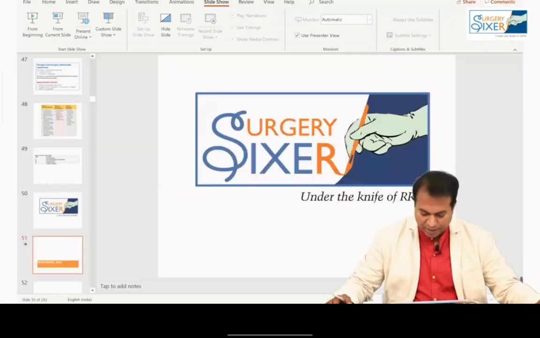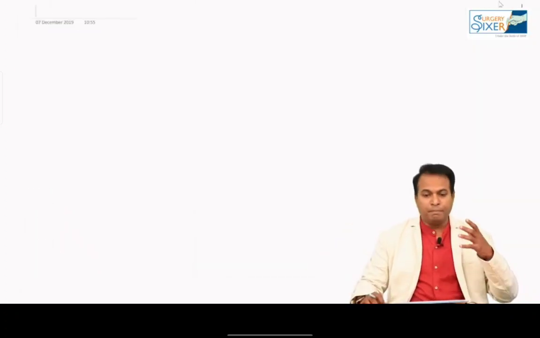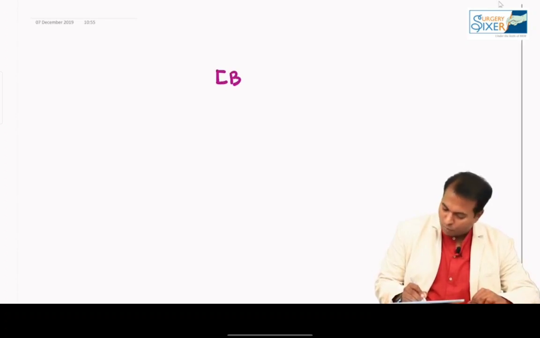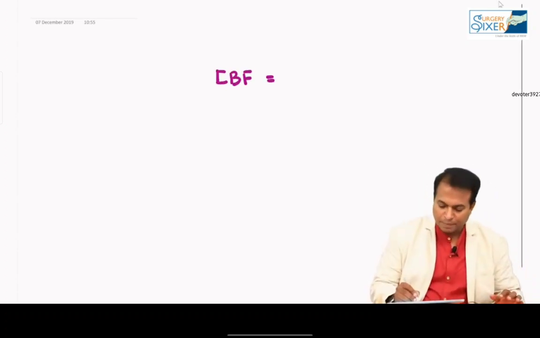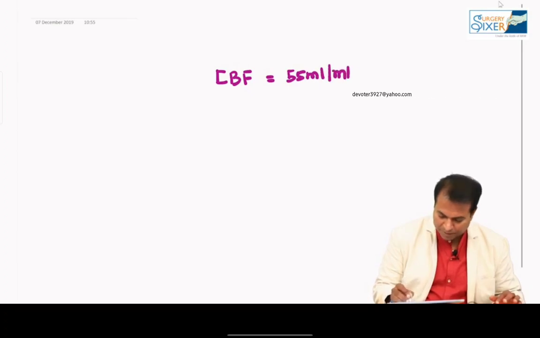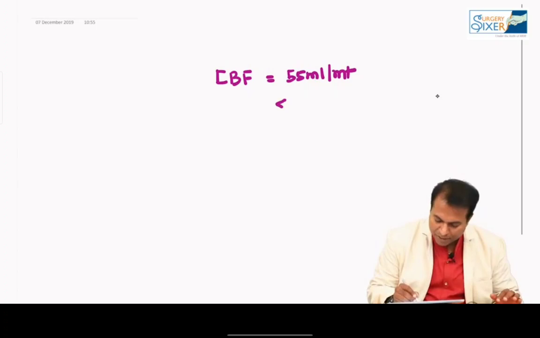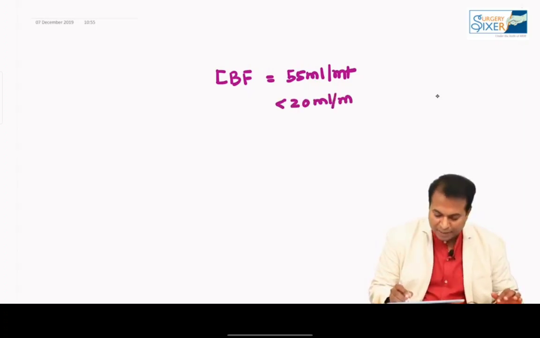In head injury, I have to discuss some basics from physiology. Normal cerebral blood flow, how much is it? Normal cerebral blood flow is 55 ml per minute. Please remember, 55 ml per minute is the normal cerebral blood flow. Ischemia happens in the brain when the blood flow is less than 20 ml per minute.